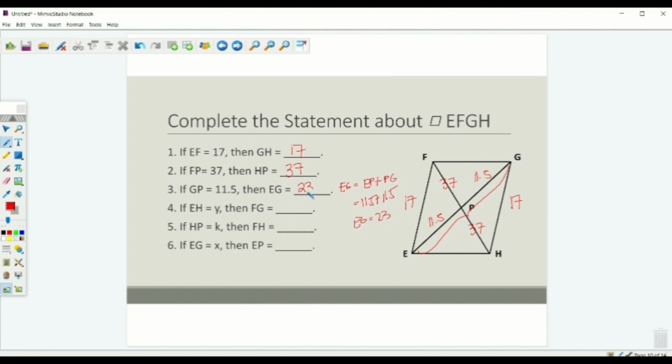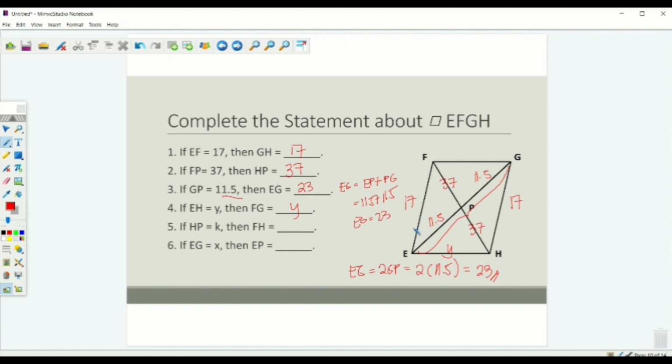23. Okay? Also, since they are congruent, they are equal in measure, we can simply write it this way. EG is equal to twice GP. And by substitution, that's simply 2 times the measure of GP, which is 11.5. The answer is still the same. That is 23. Next, we have number 4. If EH measures Y, then what is the measure of FG? The answer is also Y.